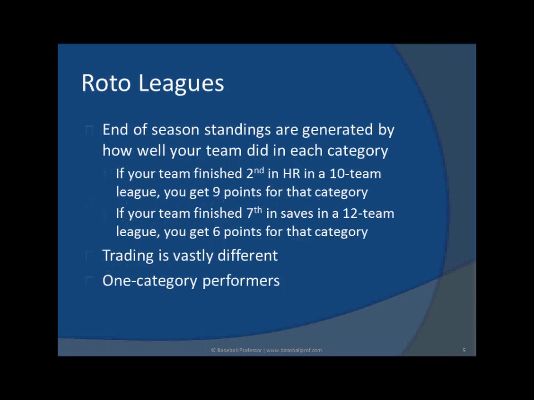We'll focus on Roto leagues for a second. End-of-season standings are generated by how well your team did in each category. So if you finish second in home runs in a 10-team league, you're going to get 9 points. And if you finish 7th in saves in a 12-team league, you're going to get 6 points.